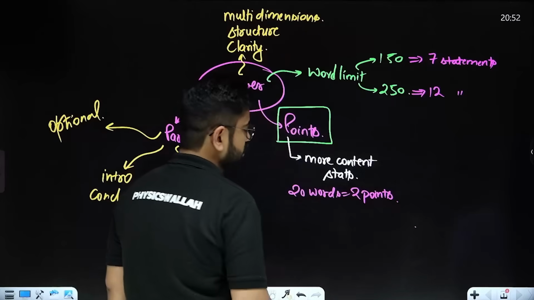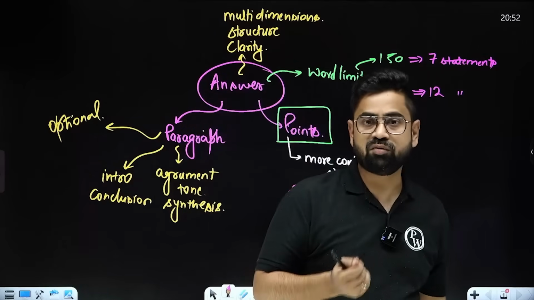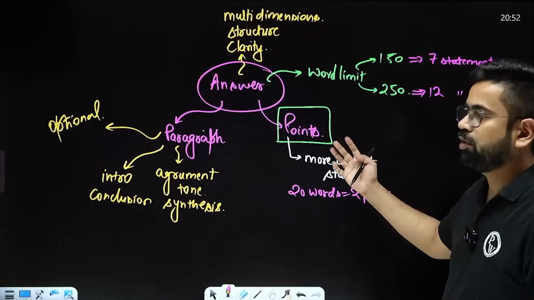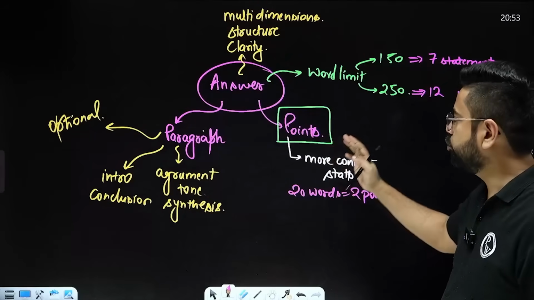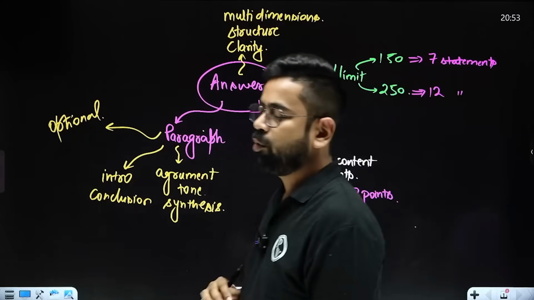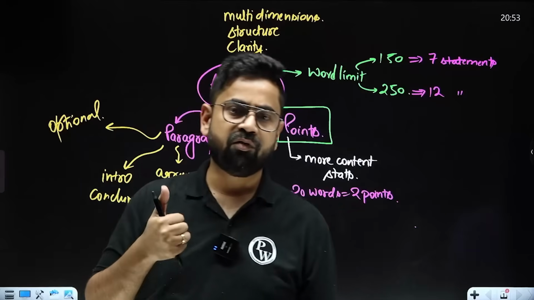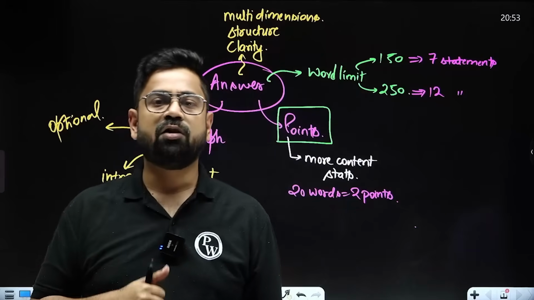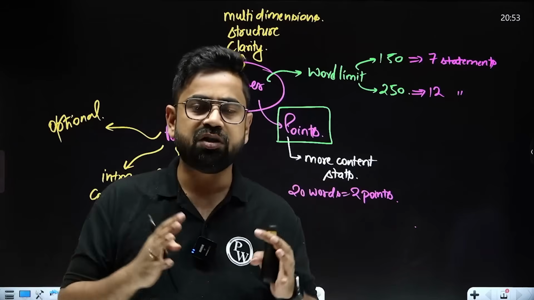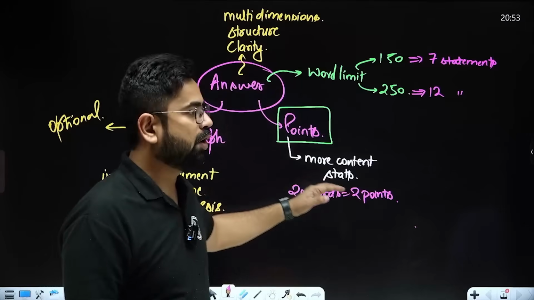So definitely 2 points, which is more important. By default, you should always be inclined towards writing your answer in points. Points are much better because you can give multiple dimensions. You can give a lot of examples. You can use your content very judiciously when you are giving points.